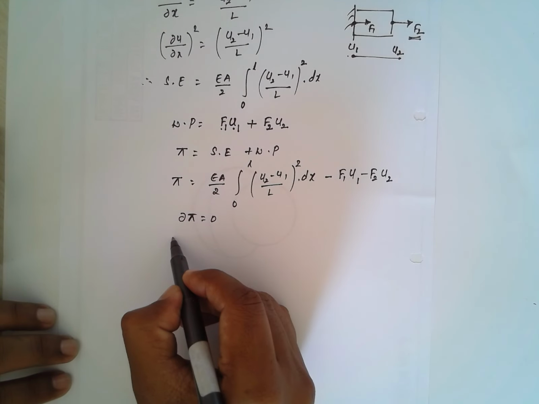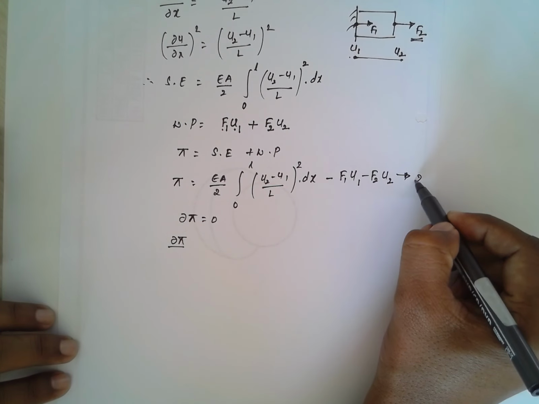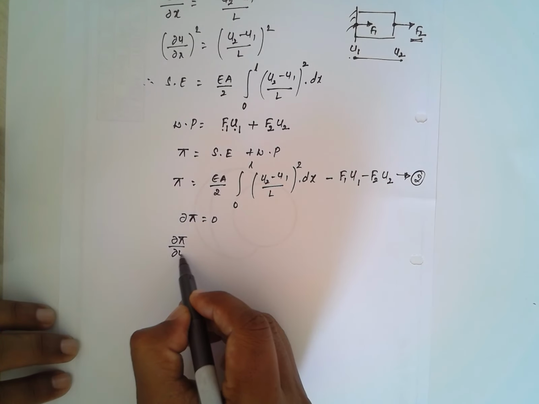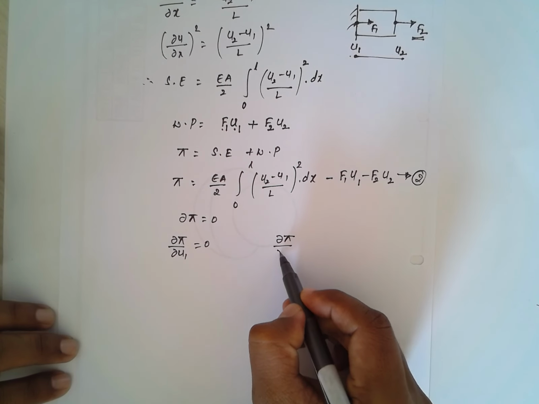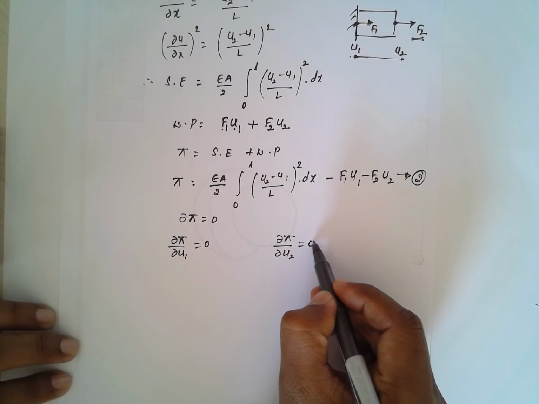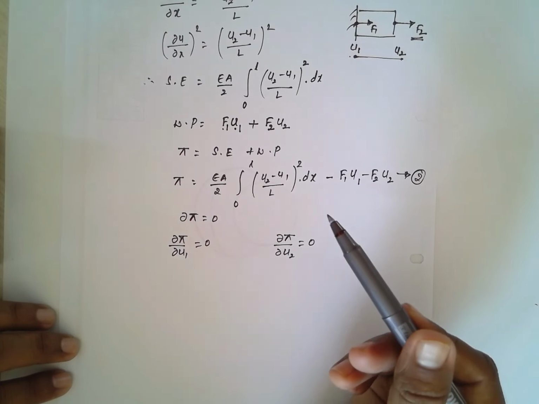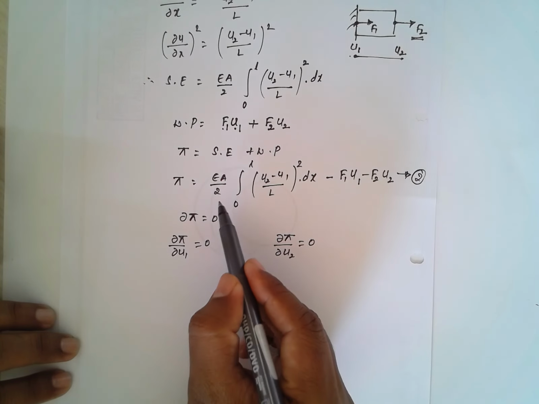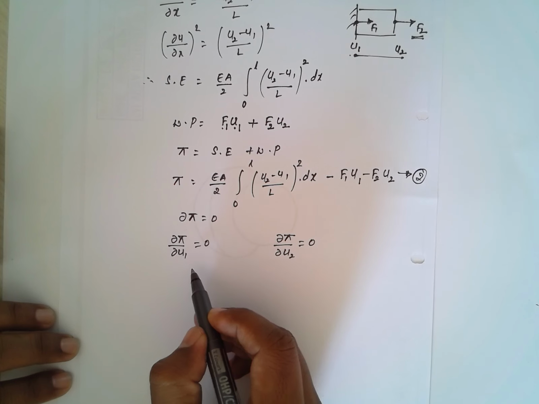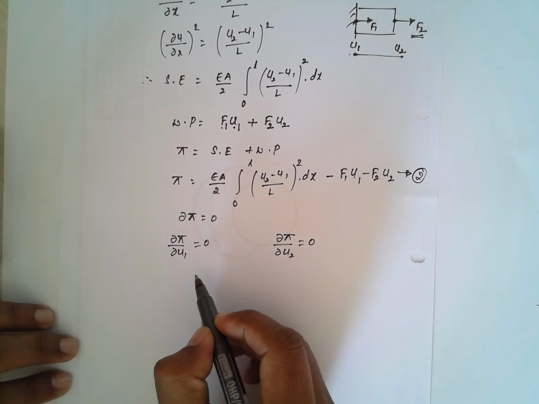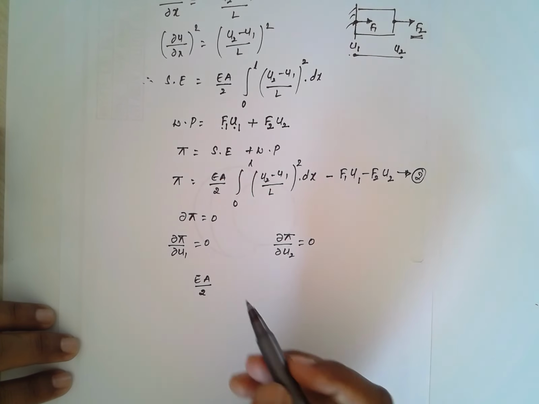With this context, we can partially differentiate this equation 2 with respect to u1 and equate it to 0, and again the same equation with respect to u2 and equate it to 0. So we will be able to find out the unknowns. Once you differentiate this with respect to u1 and equate it to 0, we can represent this as EA by 2. We will write EA by 2 as it is.